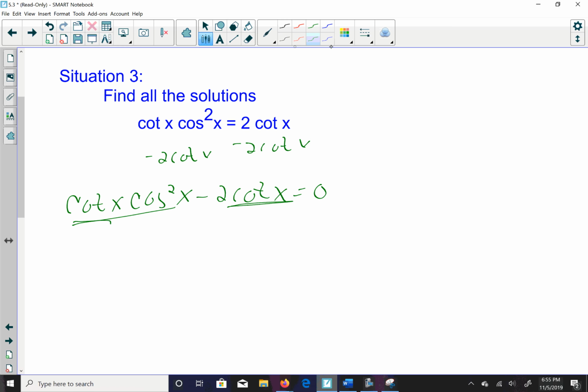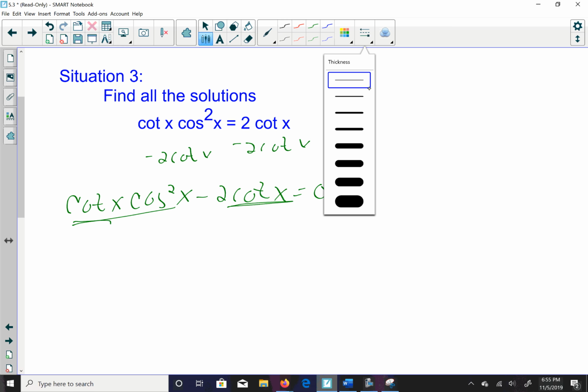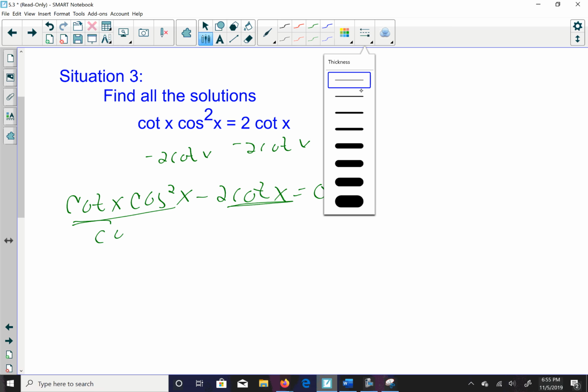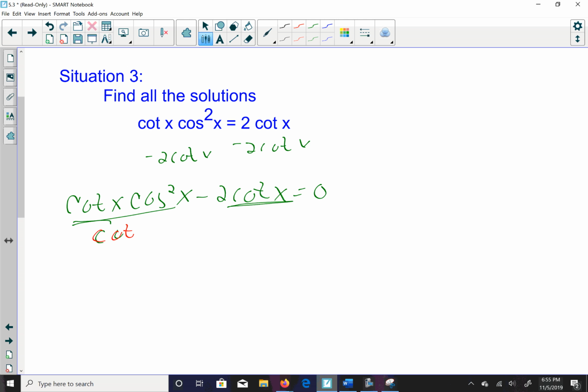Remember, I showed you how to factor out a cotangent if you get confused. I'm just going to pretend like I'm dividing both parts of this by cotangent. So cotangent here, cotangent here. That's what I'm factoring out, that cotangent of x. From the first term, these cotangents will simplify, and I'm left with cosine squared x. Here's that minus sign. Here, these cotangents will simplify, and I'm left with 2 is equal to 0.